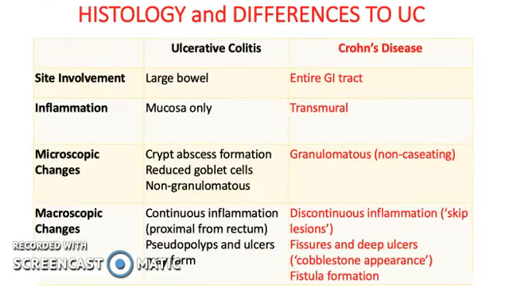The histological differences between ulcerative colitis and Crohn's are the location. Ulcerative colitis is the large bowel, and Crohn's is the entire GI tract. Inflammation of the UC is mucosa only, and Crohn's is transmural. The microscopic changes, UC is non-granulomatous and Crohn's is granulomatous. The macroscopic changes in UC, there is continuous inflammation, and for Crohn's is discontinuous, i.e. skip lesions, cobblestone appearance, and can have fistula formations.